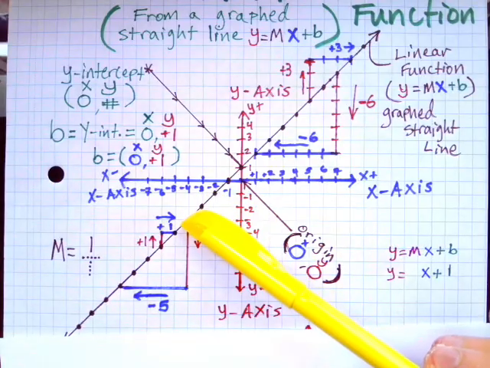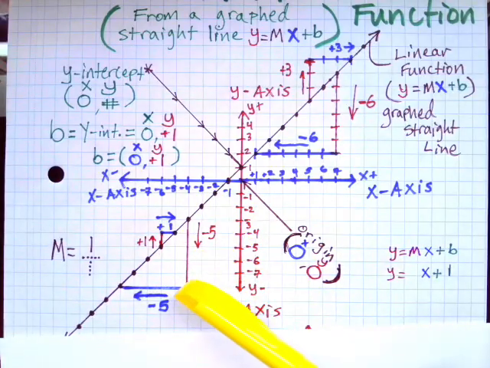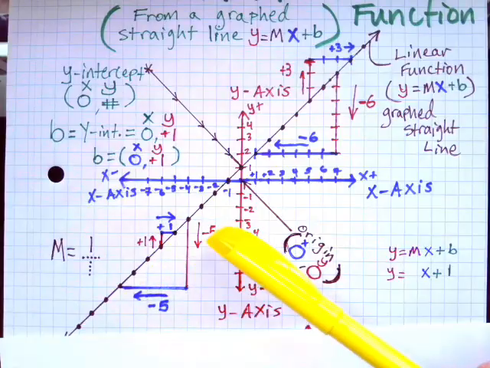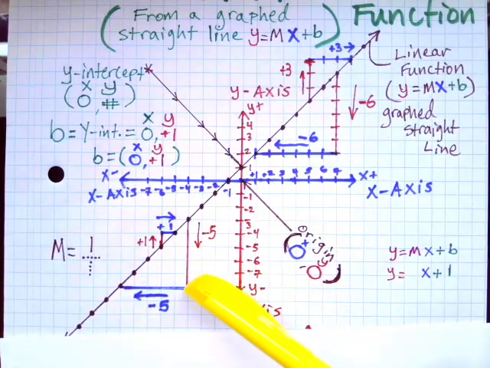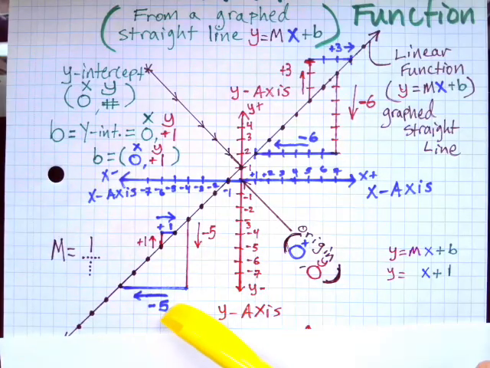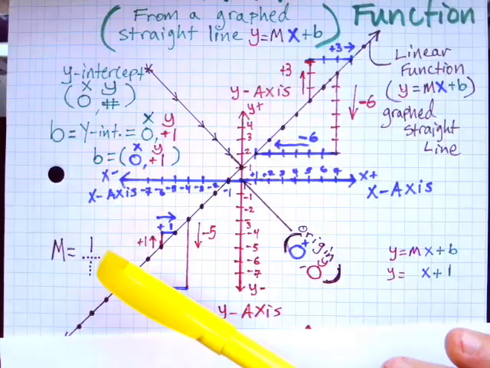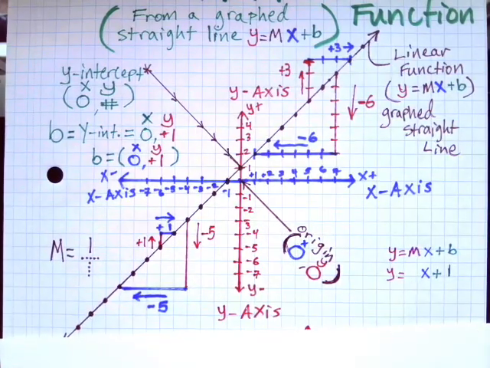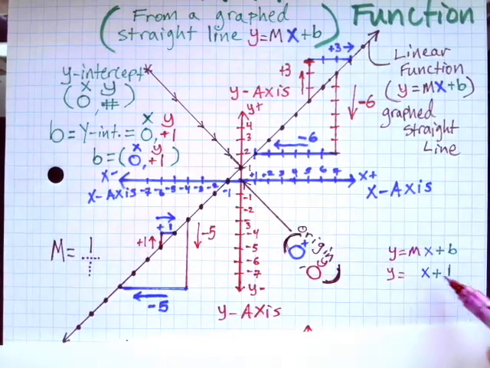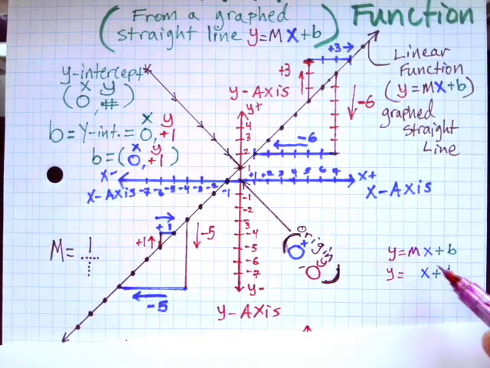Let's say I go from this ordered pair, I go down 5. I can also go over 5, negative 5, over negative 5. Negative over negative is a positive. 5 over 5 is a 1. Our slope is a positive 1, or 1 over 1. So in writing this equation, y equals x plus 1 is the equation of this line.